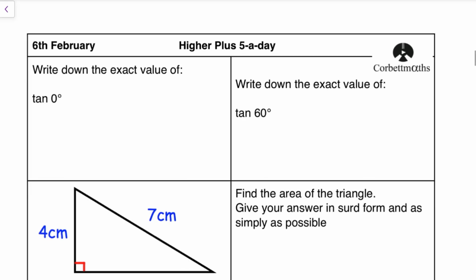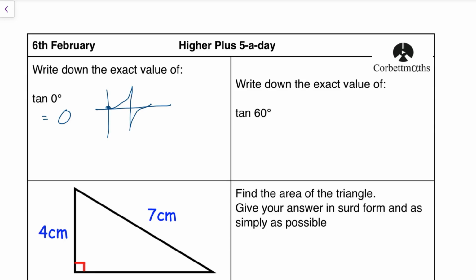Okay, looks like we've got a nice simple one to start. Write down the exact value of tan 0. Well, I know my tan curve does this, so therefore 0 maps to 0, so this one equals 0. Probably the easiest question we've had so far. We've got another one now. Write down the exact value of tan 60.